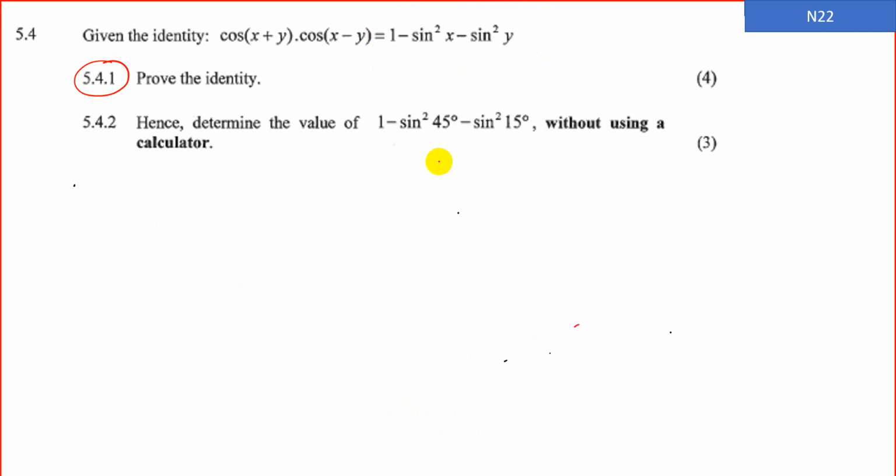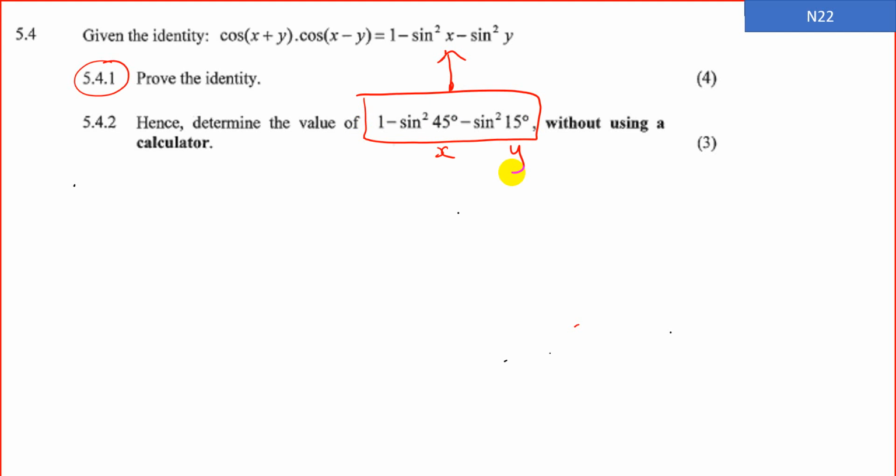Okay, we're looking at the second question, which now says hence. Hence basically means use the above. Determine the value of 1 minus sine squared 45 minus sine squared 15. Now if we compare that to the top, all that's taken place is x has been replaced with 45 and y has been replaced with 15.